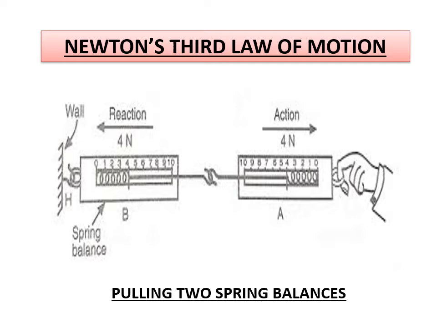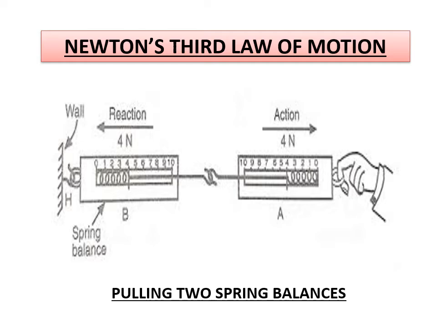And here you have to remember that the force exerted by spring balance B on spring balance A is called action. Then the force exerted by spring balance A on B is called reaction. So as the readings on the scales of the two spring balances are equal, that is 4 newtons, therefore the forces of action and reaction are always equal.